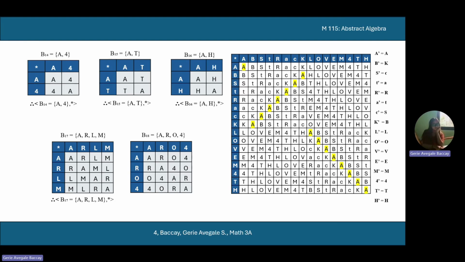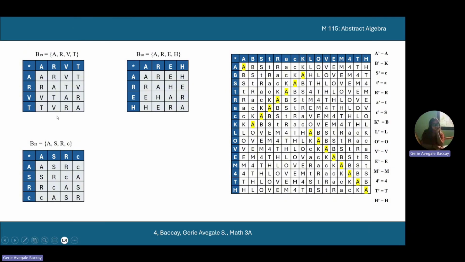For the inverse, we already know that the inverse of A is A, the inverse of R is R, and O, and for its inverse is itself. So B sub 18 is a subgroup.